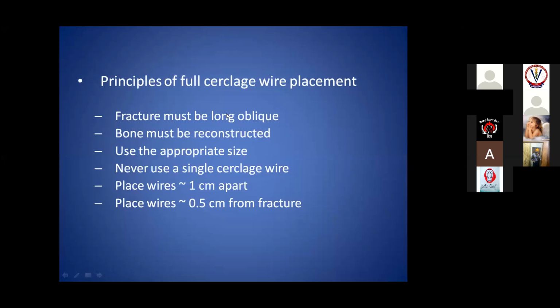Now, what are the principles of full circular wire placement? Mostly when you want to use a full circular wire, the fracture should be a long oblique fracture. The bone should be anatomically reconstructed. You have to select an appropriate size of circular wire, and never use a single circular wire, which you should keep in mind. On a bone, never use a single one, because a single circular wire will act as a fulcrum. It will lead to more damage than good to the bone. So always use at least two circular wires, 1 centimeter apart from each other and 0.5 centimeter away from the fracture.